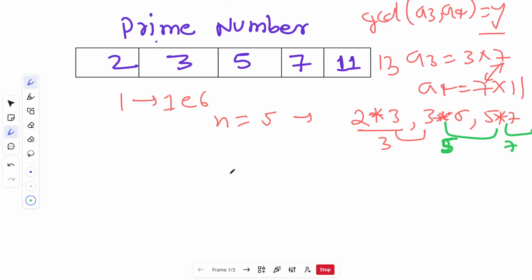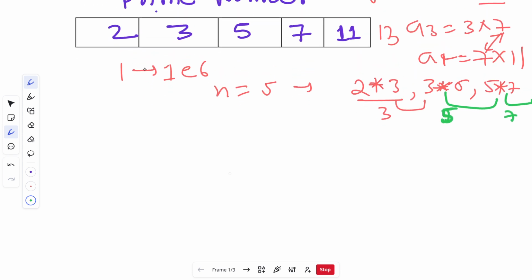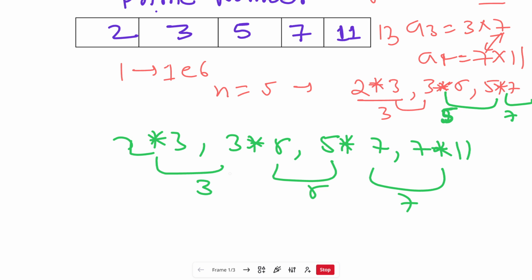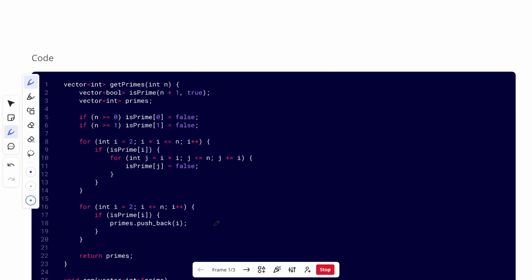Our idea is simple: we will generate in this way, the i-th prime into the (i+1)-th prime, like 3 into 5, 5 into 7, and 7 into 11. So the GCD will always be unique, and also because all are prime, the code is simple.